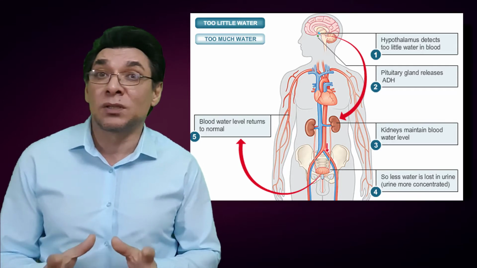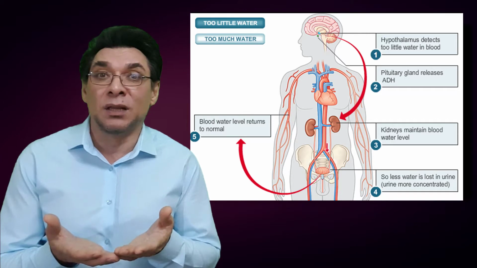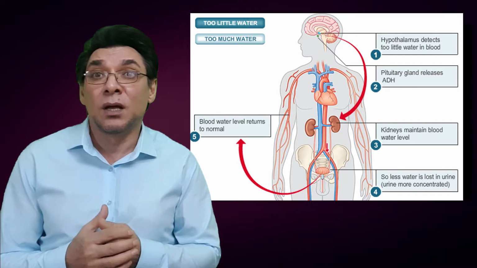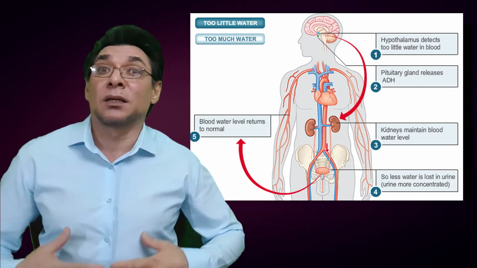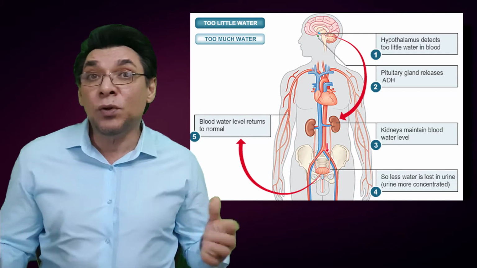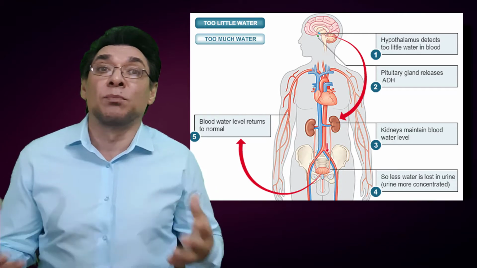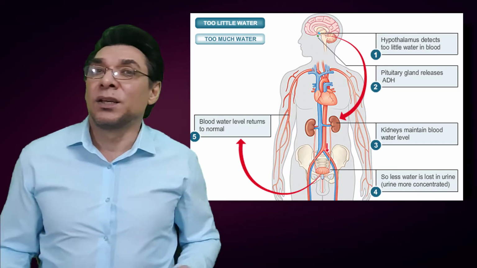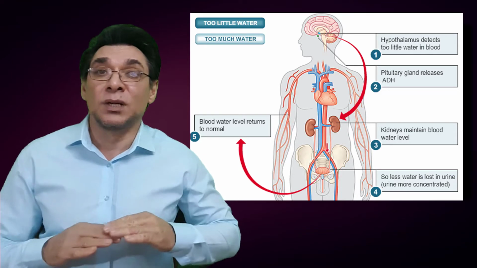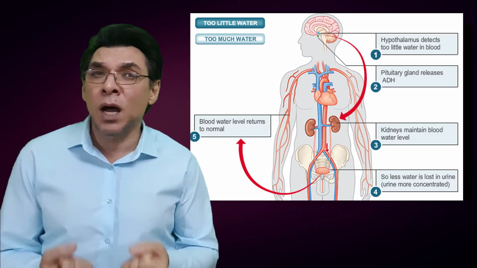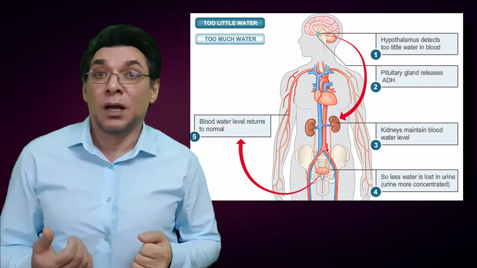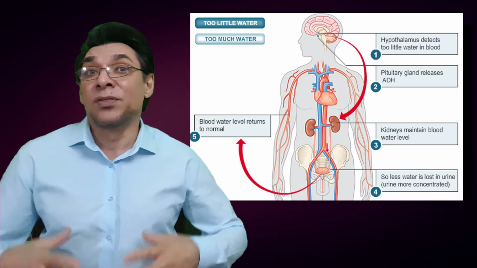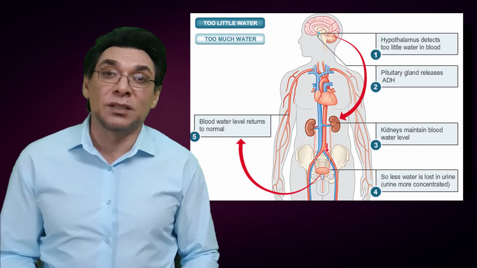If body fluid concentration increases above normal levels, the kidneys produce a small volume of concentrated urine. This eliminates solids and conserves water, both of which help lower the body fluid concentration back to normal. On the other hand, if the body fluid concentration decreases, the kidneys produce a large volume of dilute urine. As a result, water is lost, solids are conserved, and the body fluid concentration increases.